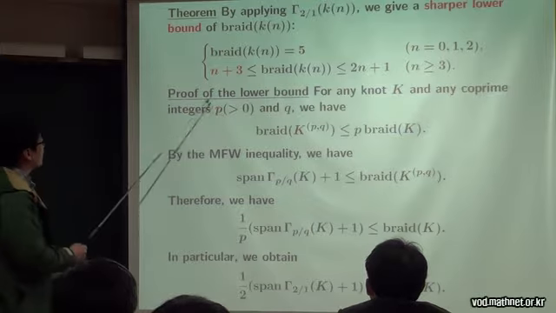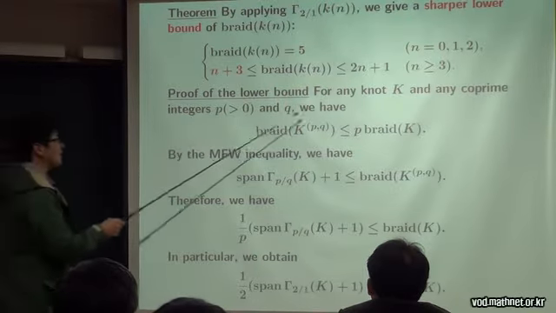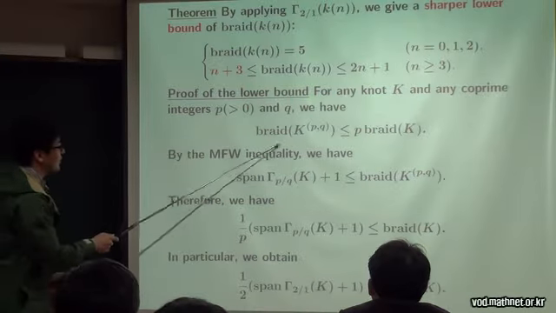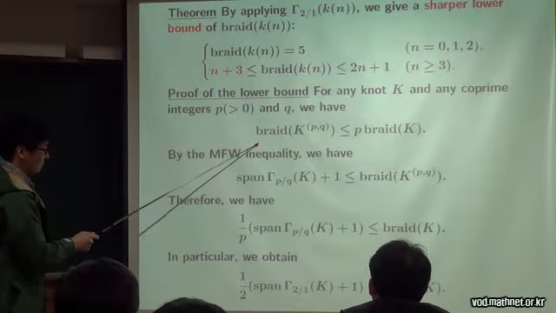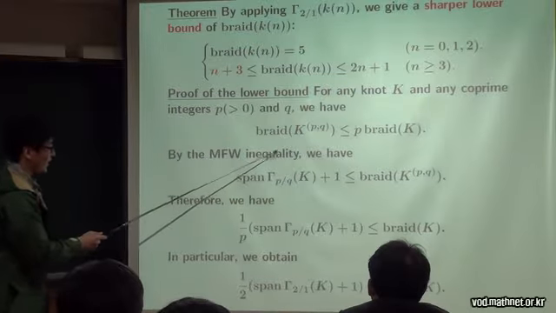Okay, I explain the proof of the lower bound. For any knot K and any coprime integers p and q, we have this inequality. This is a very natural inequality.